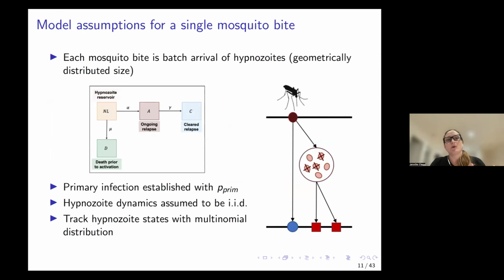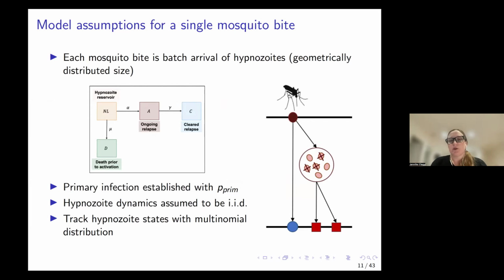Okay, so that's the model for the dynamics at the single hypnozoite level. I want to now build that up with more complexity into a single mosquito bite. So if we assume a single mosquito bite gives rise to a batch of hypnozoites, so it could be 3, it could be 4, it's geometrically distributed with a parameter. Each of those hypnozoites I'm going to assume undergo the same dynamics. So the dynamics is the model that I just described.